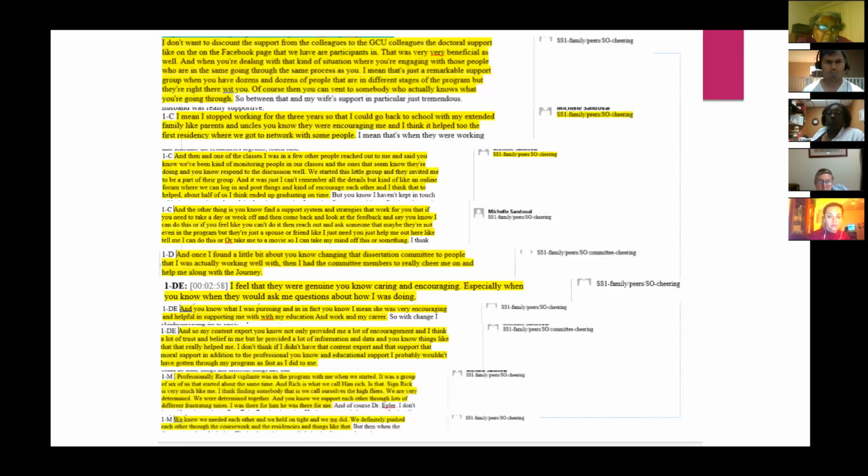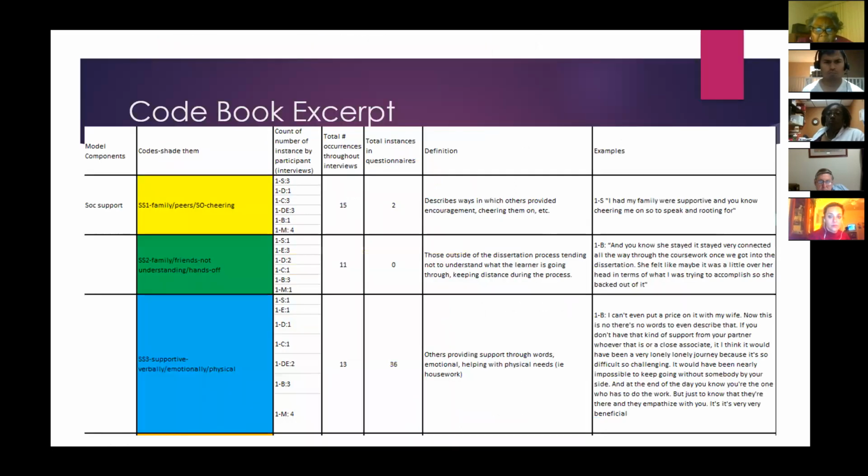Did I go too far? No, I didn't. Okay. So as I was developing these codes, my code book started evolving. These were the number of instances by participant. Earlier I showed you just the summary, but this is where I saw whether it showed up multiple times in an interview or just once, how many times total it showed up in the interviews, then the questionnaires. And this is where you're going to use this to really help you write your chapter 4.